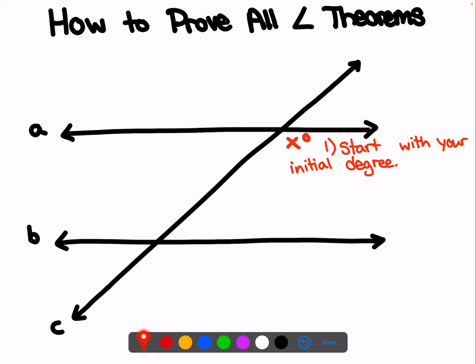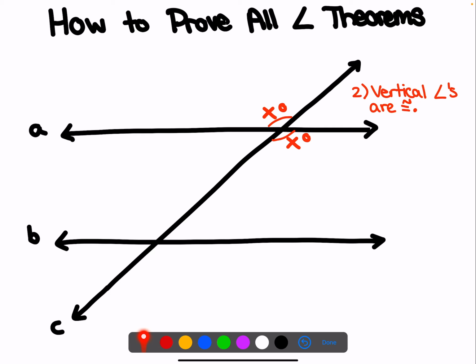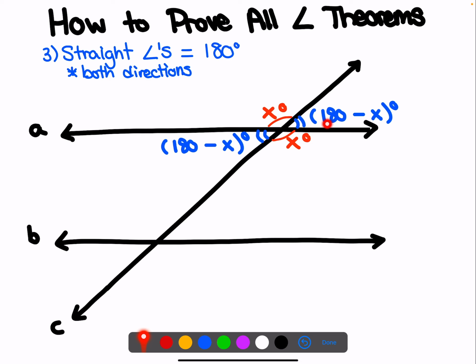Now, from here, I know that if they're on opposite sides of an intersection, they're vertical angles. So both of these angles are x degrees, because vertical angles are congruent. Now, the supplement to an angle of x degrees would be 180 minus x. So if I have a linear pair, a pair of angles that form a straight line, those angles are supplementary. So the supplement to angle x is 180 minus x.